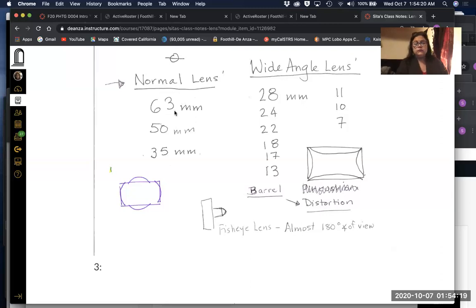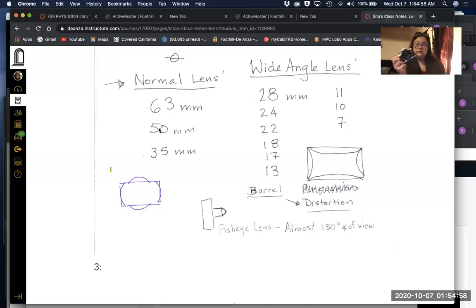The longest of the normal lenses are about 63 millimeters, and then they decrease in focal length from there down to 50, and the shortest of the normal lenses are 35 millimeters. 50 millimeter lenses, which is the type of lens that was on this camera, were in the past the most commonly seen normal lenses. So in the past, when you went to buy a camera and it came with a lens, this is the lens it came with, a 50 millimeter lens.